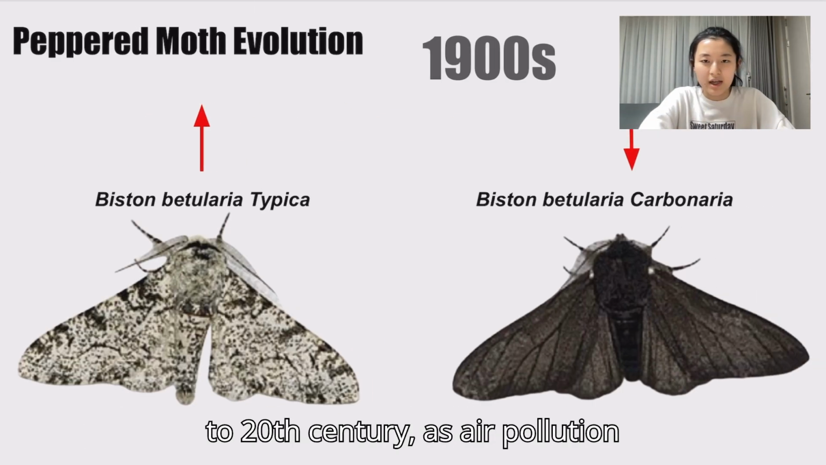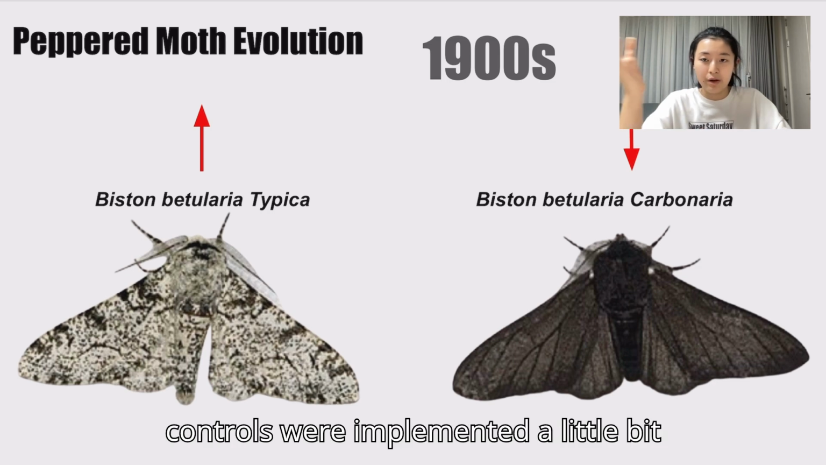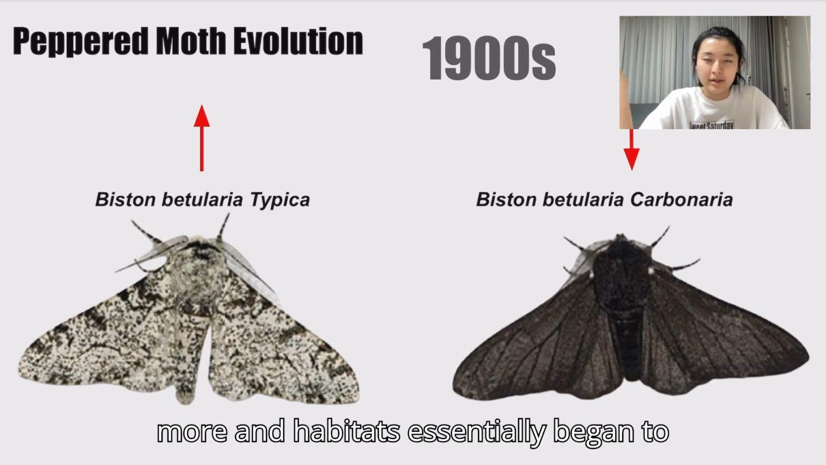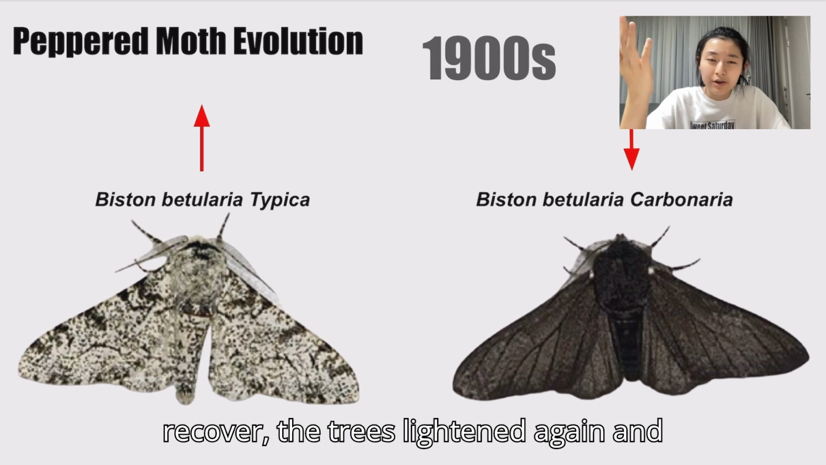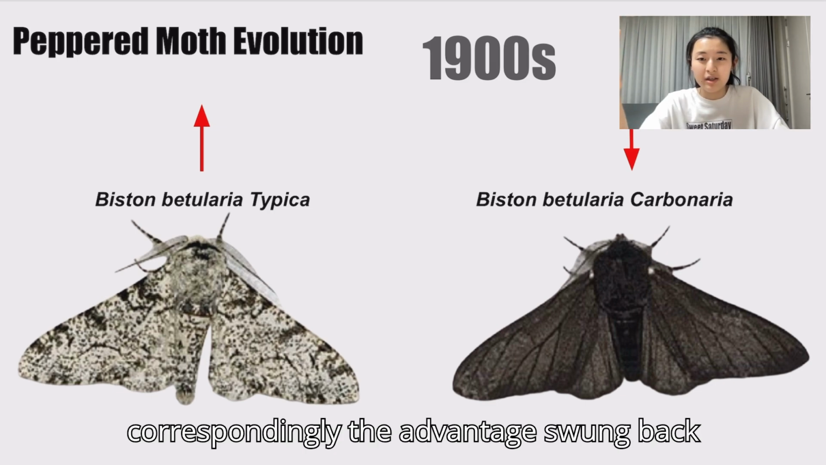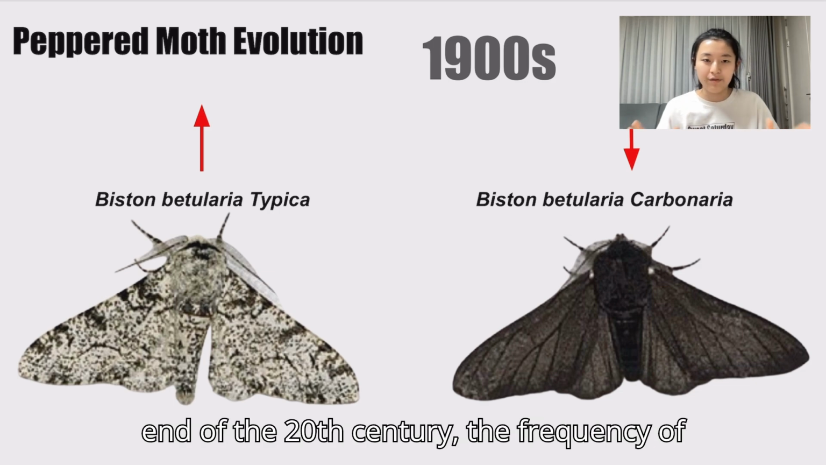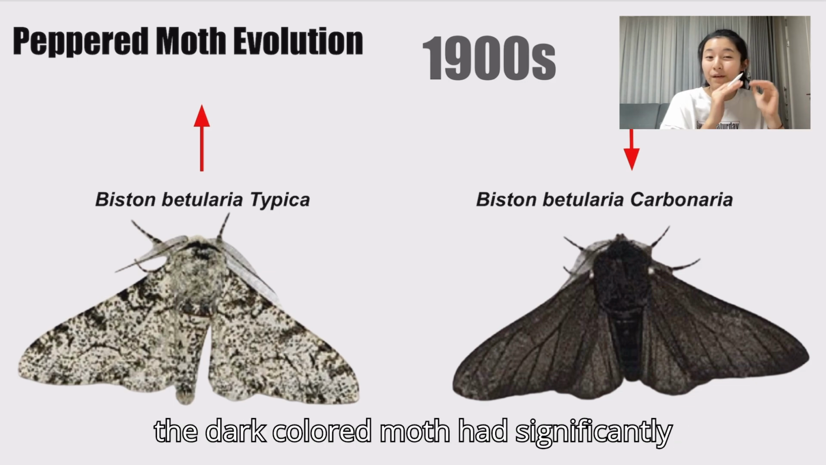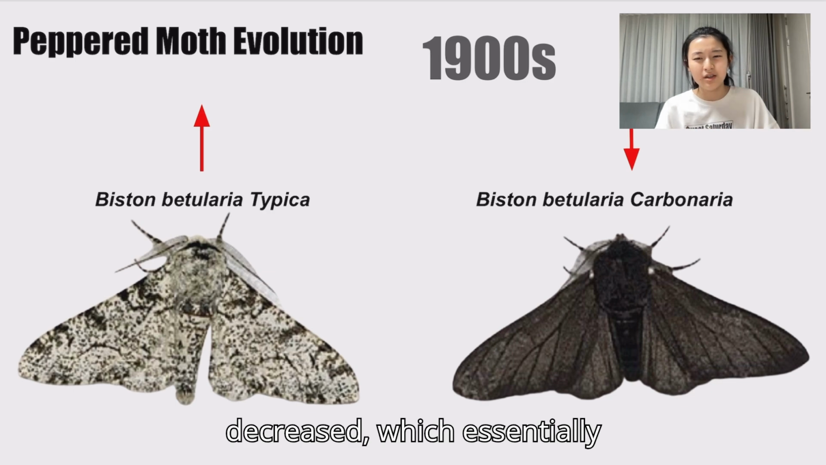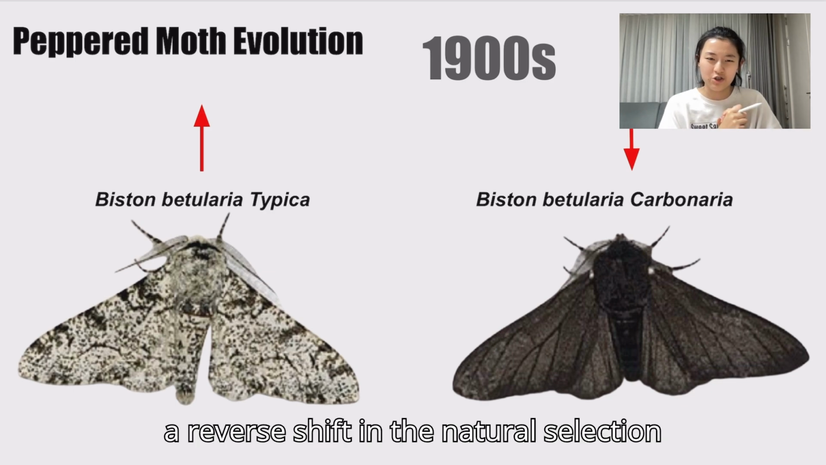Fast forward to the 20th century, as air pollution controls were implemented a little bit more and habitats essentially began to recover, the trees lightened again, and correspondingly the advantage swung back to the light-colored morphs. And by the end of the 20th century, the frequency of the dark-colored moth had significantly decreased, which essentially illustrates a reverse shift in the natural selection trends.